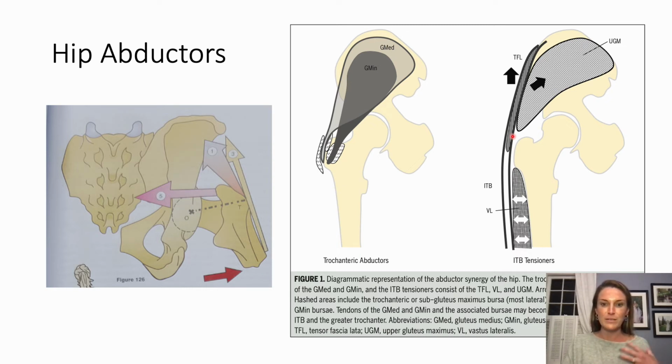So if you have someone on their side and you ask them to abduct their hip and they go into more hip flexion, one of the possibilities there is that this synergy is a little bit off balance. So the TFL could be doing more work and the upper glute max might not be turning on enough.